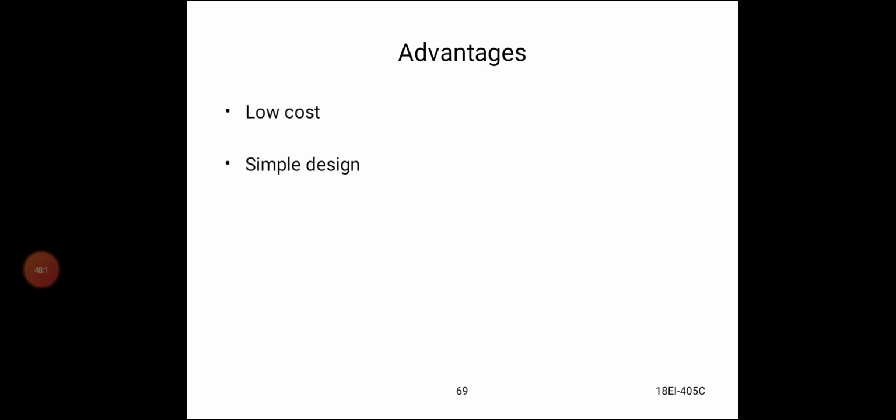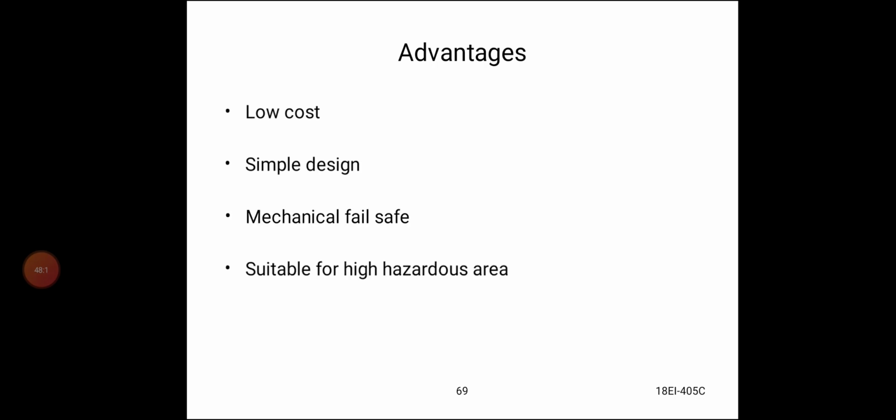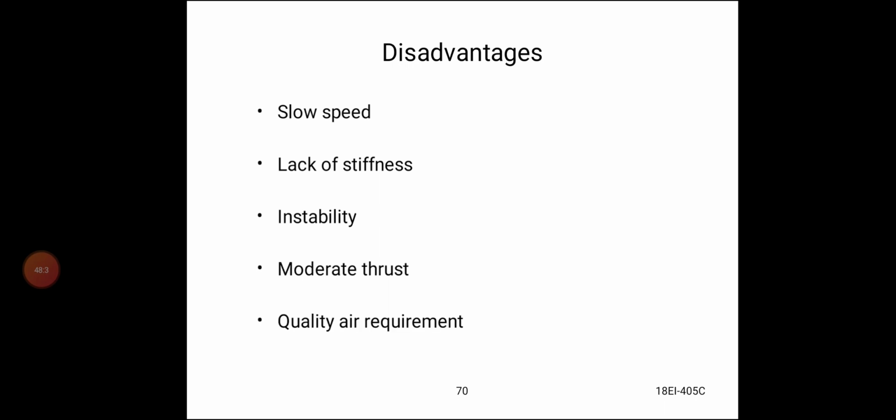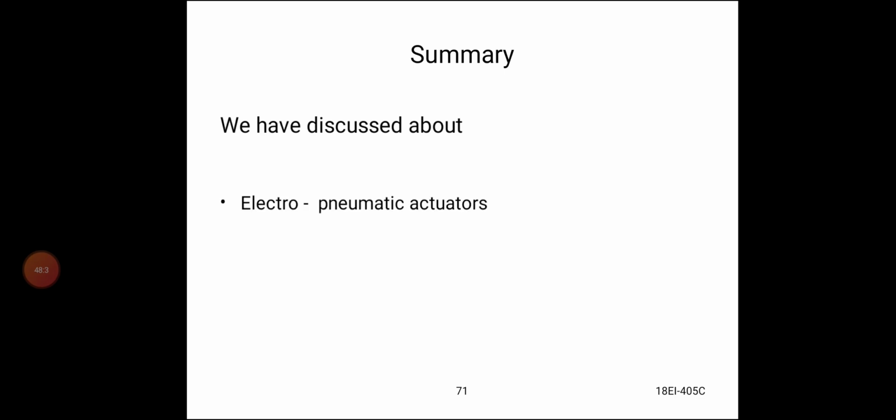Advantages: low cost, simple design, mechanical fail-safe, suitable for hazardous area, good control with control device. Disadvantages: slow speed, lack of stiffness, instability, moderate thrust, air quality requirement. Summary: we discussed the electro-pneumatic actuator and its advantages and disadvantages.